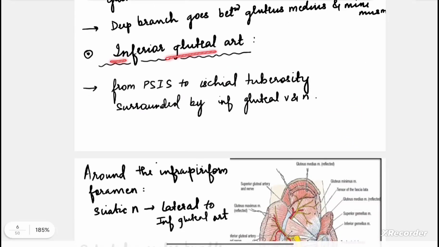Next is the inferior gluteal artery. It runs from the posterior superior iliac spine to the ischial tuberosity, surrounded by the inferior gluteal vein and nerve.